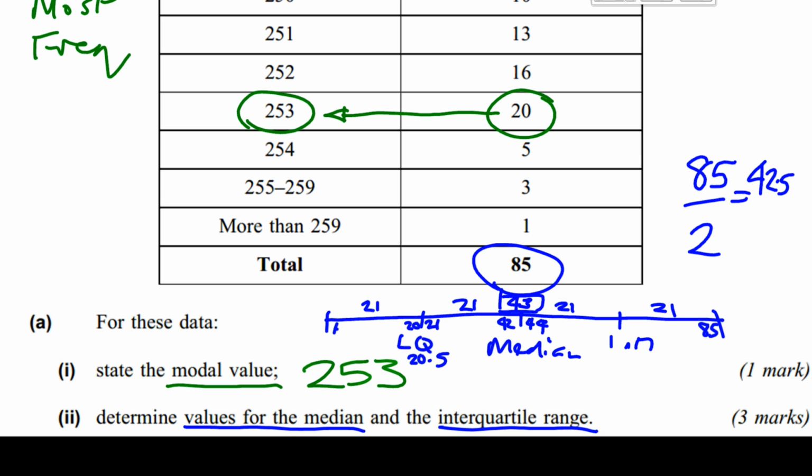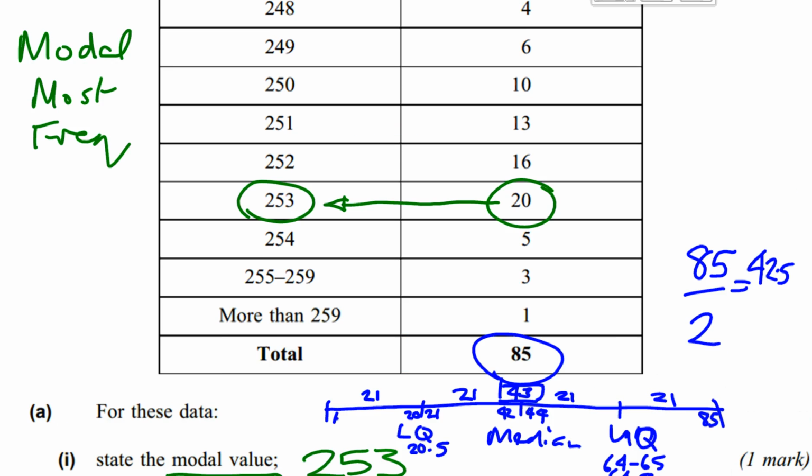It's going to be our upper quartile. It's going to be between our 64 and 65, so it's going to be at 64.5. Okay, so we now know how far we're coming up and down the frequency table. And let's go back and start doing our calculations.